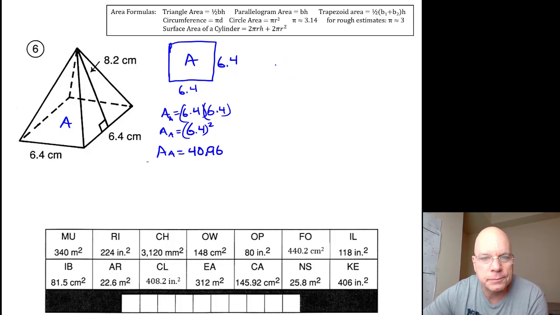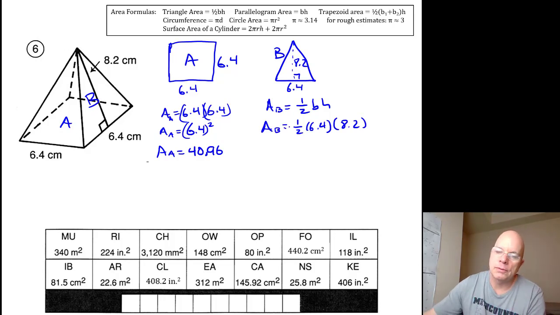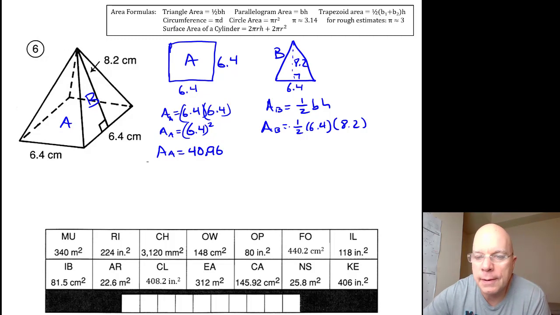And then the triangle, there's 4 of them. They're all congruent, so I only need to do one of them. Area of B, 1/2 base times height. The base is 6.4 because it's that side of the square, and the height is 8 2/10. So 1/2 of 6.4 times 8.2, 3.2 times 8.2, 26 and 24/100ths.